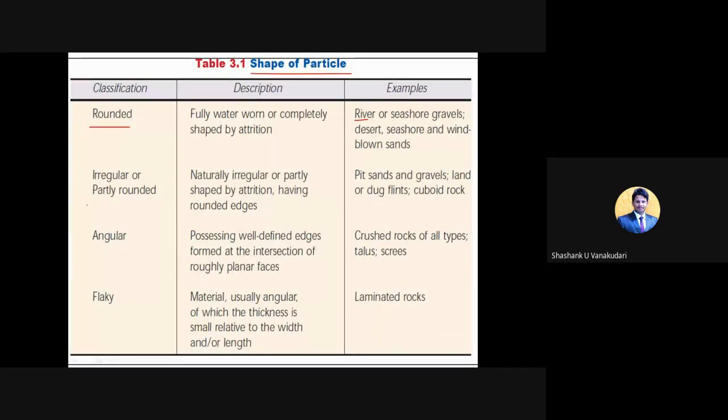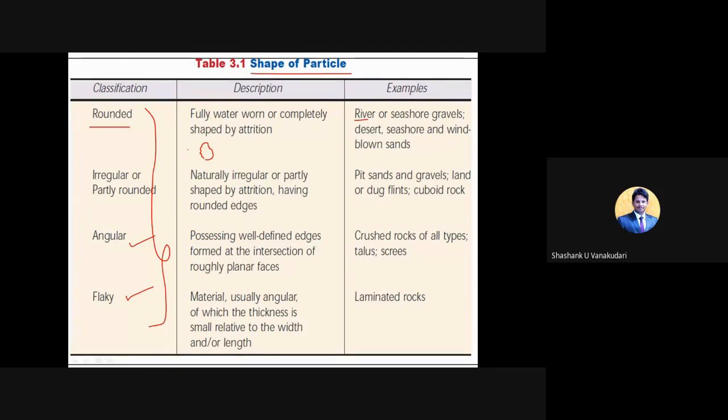And then irregular or partly rounded. Irregular in the sense it won't have any proper shape. The structures will be irregular, so they are naturally irregular or partly shaped by attrition, that is, having rounded edges. These rounded edges of the aggregates won't have proper bonding between the aggregates. So at that time we need to use other types, like angular as well as flaky. They should have all these types of aggregates in the structure, so that it gives better bonding between each other.